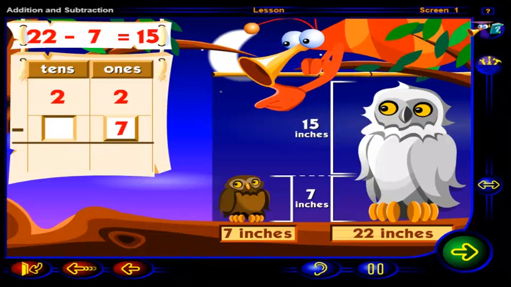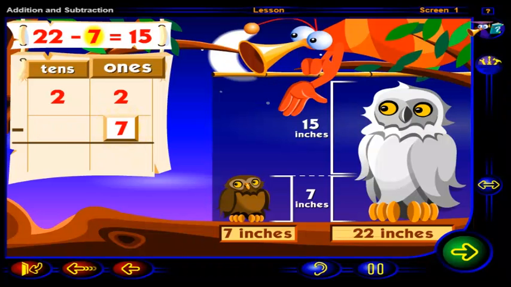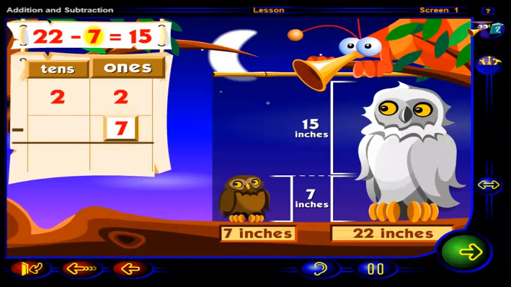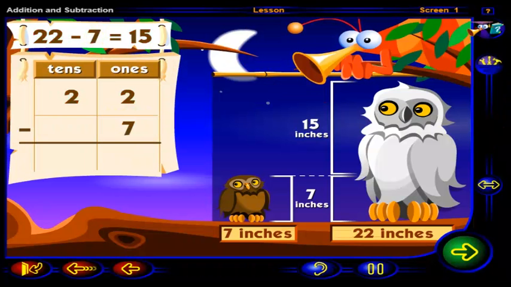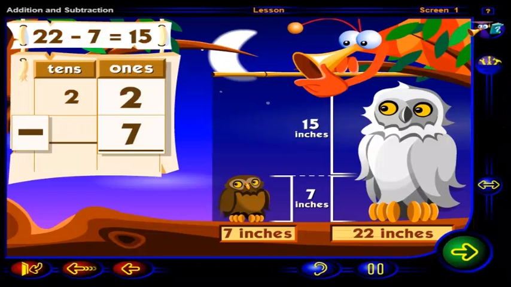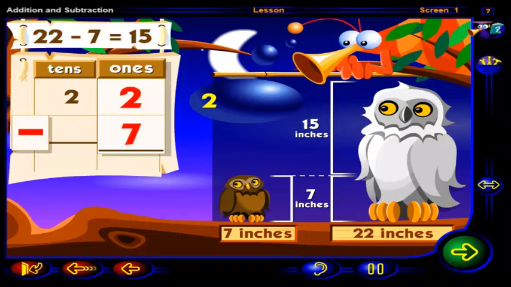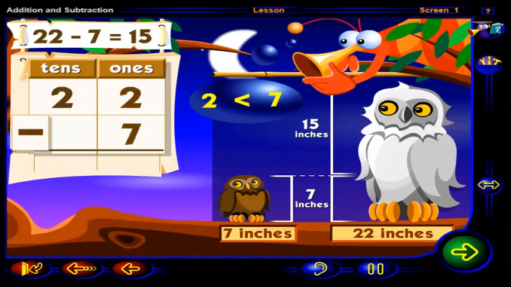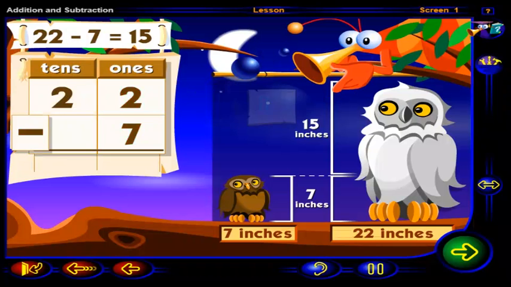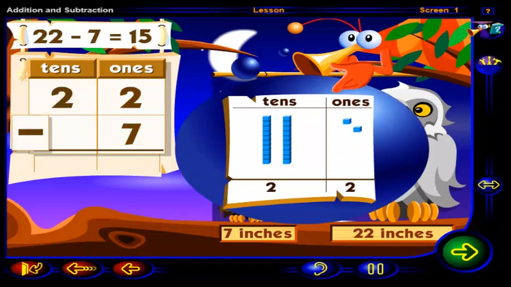That's right. This number goes in the ones place. Okay, now let's subtract starting in the ones place. We need to subtract 7 from 2. But 2 is less than 7, so we'll have to regroup from the tens place. That's right. When we subtracted using blocks, we took one of the tens and regrouped it as 10 ones.